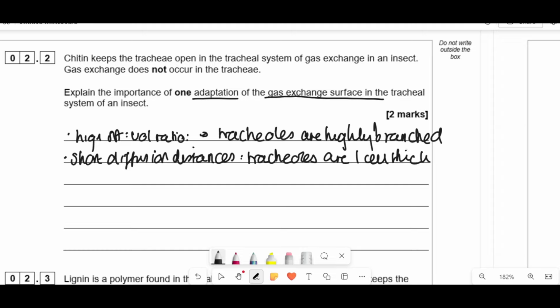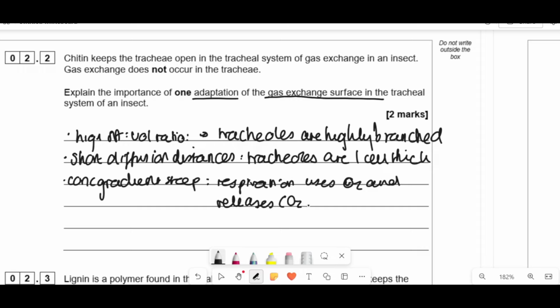Now, these are answers that wouldn't really be relevant here, but other things you can talk about as well, if we think about it, is concentration gradient. More specifically, we want it to be steep. I don't think this is on the mark scheme, but a separate point you can generally make with, for example, humans and fish is that, first of all, the fish has a countercurrent system, but here as well, respiration uses O2 and releases CO2, right? And also you've got the movement of the air in and out because of the rhythmic abdominal movements. That maintains that concentration gradient.